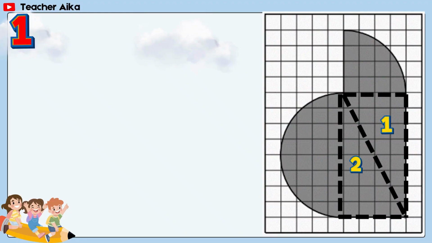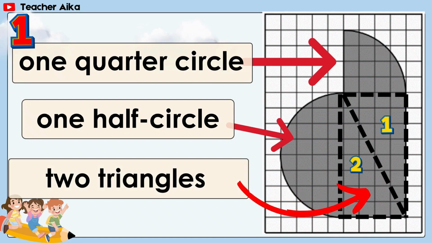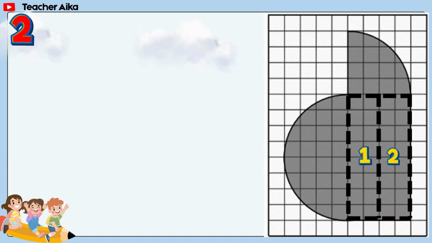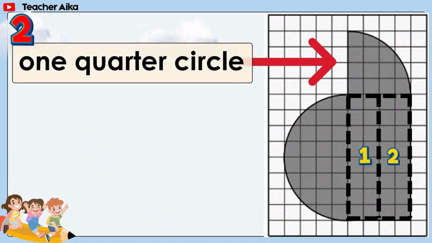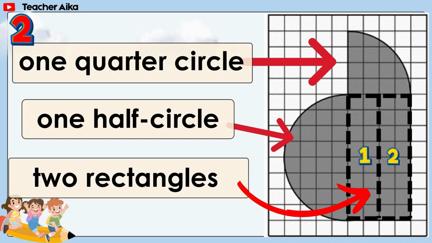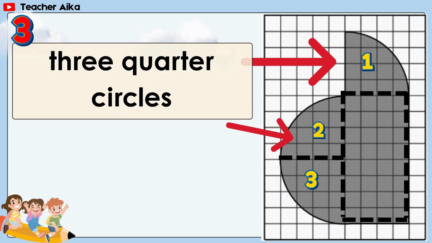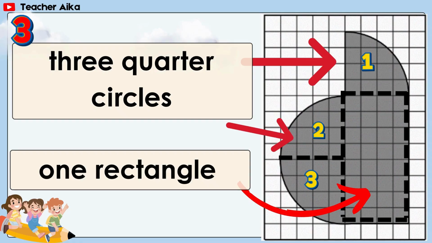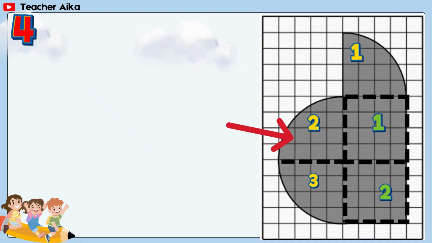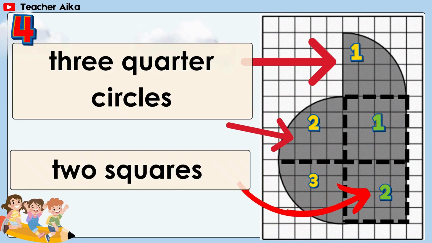Number 1. 1/4 circle, 1/2 circle, and 2 triangles. Number 2. 1/4 circle, 1/2 circle, and 2 rectangles. Number 3. 3/4 circles and 1 rectangle. Number 4. 3/4 circles and 2 squares.